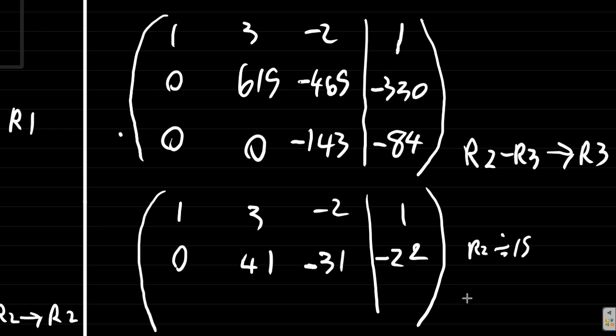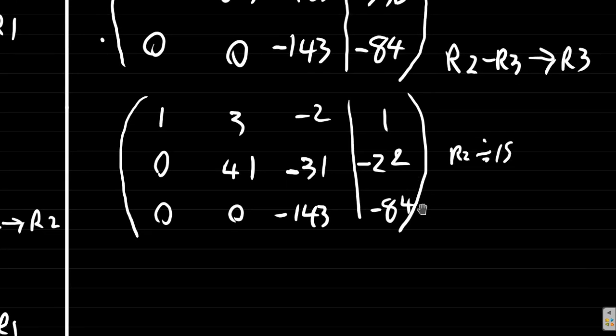Then here, what we're going to do is rewrite row 3. So we have 0, 0, negative 143, negative 84. Good. So there we have that.